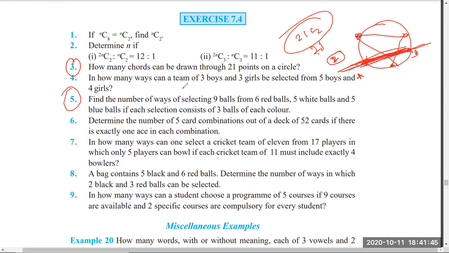So question number 5: find the number of ways of selecting 9 balls from 6 red balls, 5 white balls and 5 blue balls if each selection consists of 3 balls of each color.